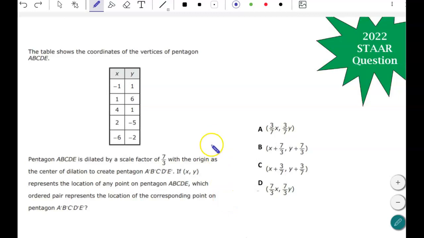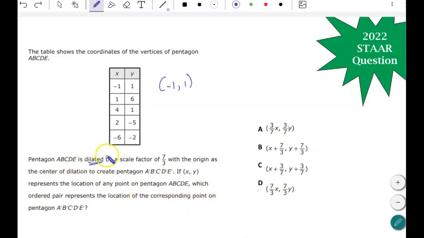All right, next one. So we have a table that shows the coordinates of the vertices of a pentagon. So this is just like if you had it as ordered pairs, it'd be -1, 1. So they're just listed in a table. Pentagon ABCD is dilated by a scale factor of 7/3, with the origin as the center of dilation to create the new pentagon. If XY represents the location of any point on the pentagon, which ordered pair represents the location of the corresponding point on the pentagon?